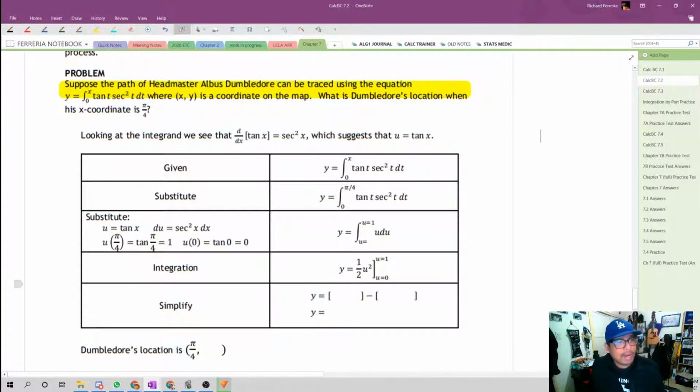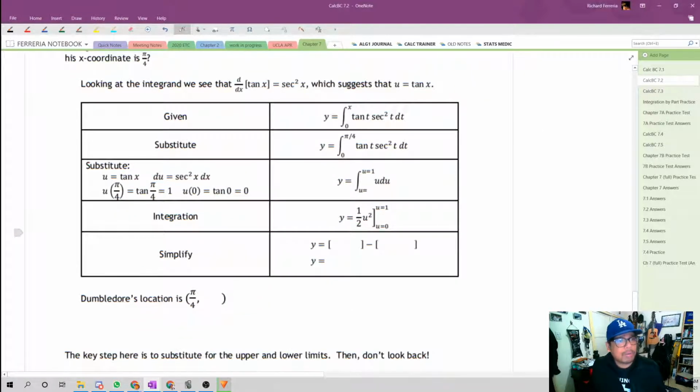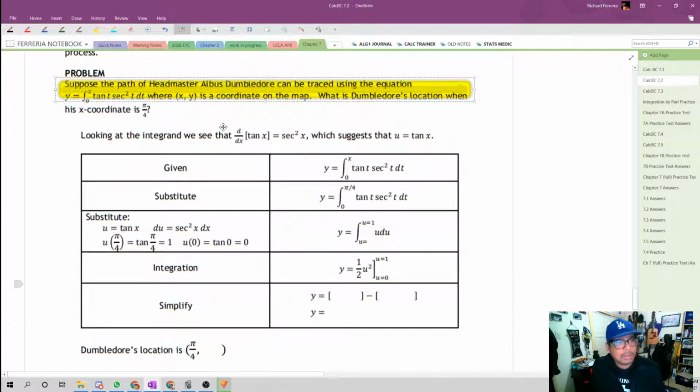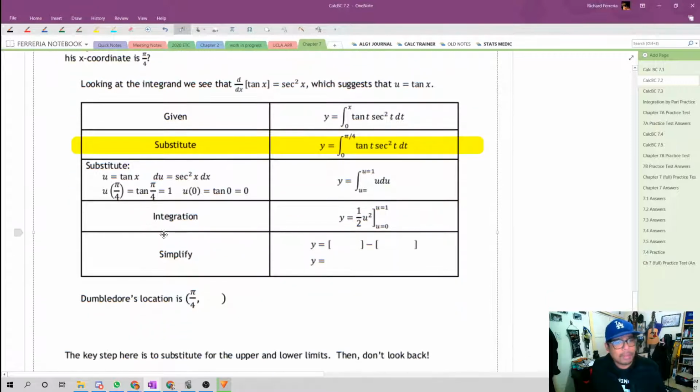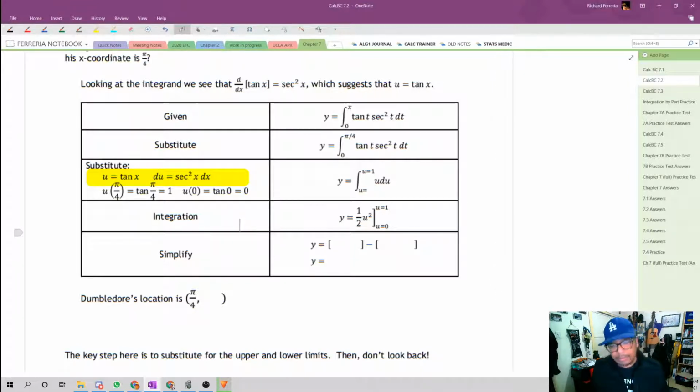We want to find when x is equal to pi over 4. So we substitute pi over 4 into that upper limit. We say that u is tangent x and du is secant squared x dx. That's just the regular substitution method that we're using. But the complete substitution happens on the next line. When x is pi over 4, u is going to be the tangent of pi over 4, which is 1.